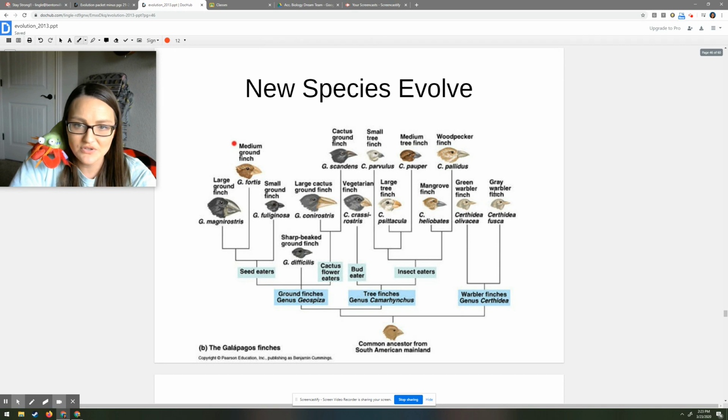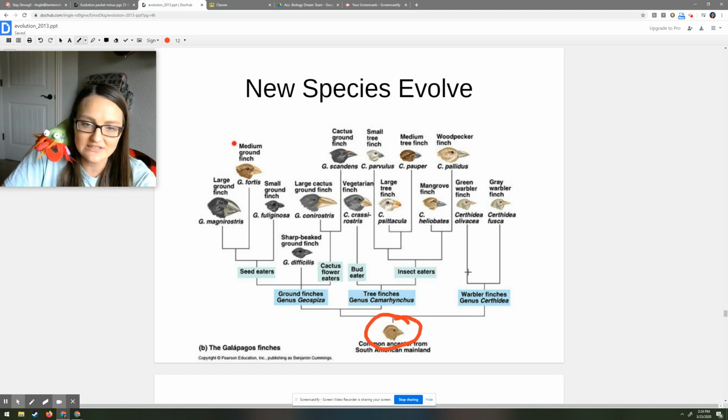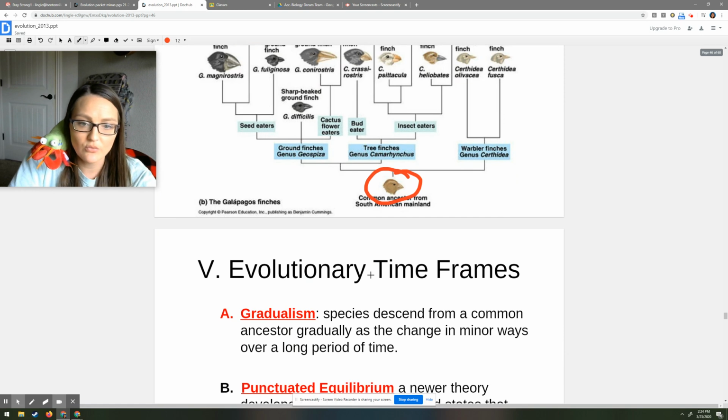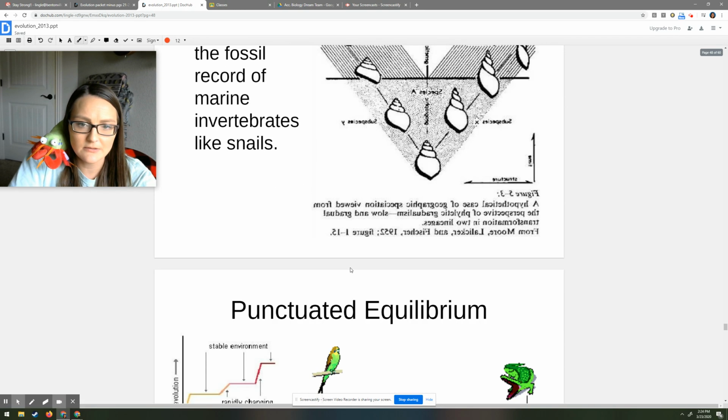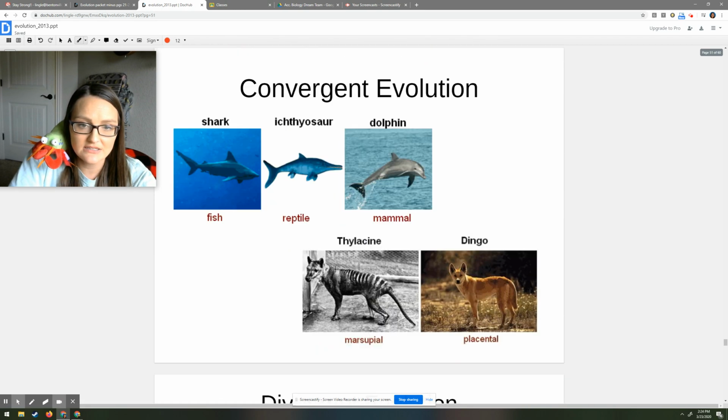Here's another example. You can study that. It's the Galapagos finch. And so we have this great, great, great, great, great grandparent finch down here. And then based off of which island each of these finches lives on and what food is available, they've diverged themselves. Now, let me skip this example for a second to go to convergence.